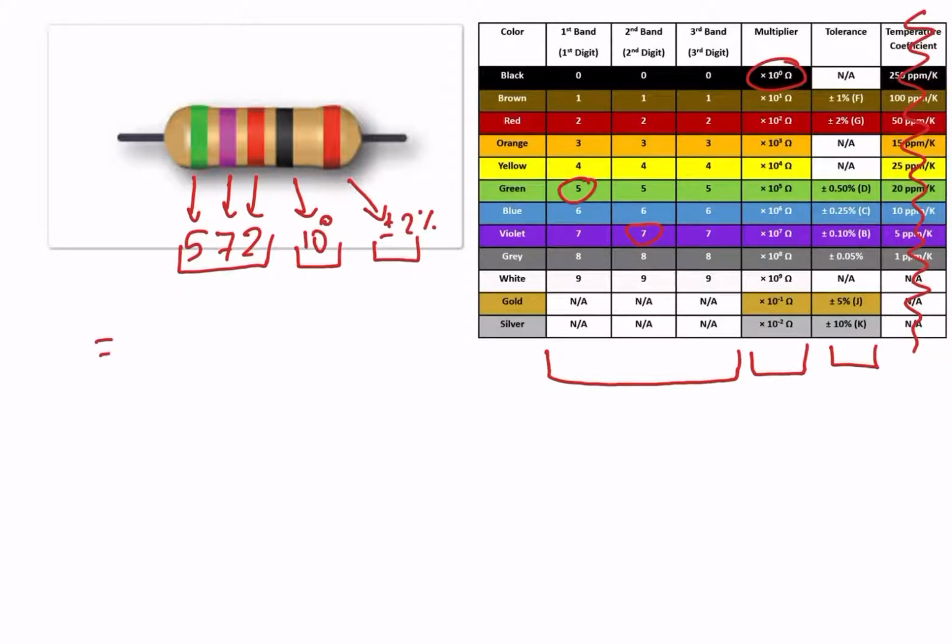So the amount of resistance inside this resistor is 572 ohm with plus minus 2% tolerance.